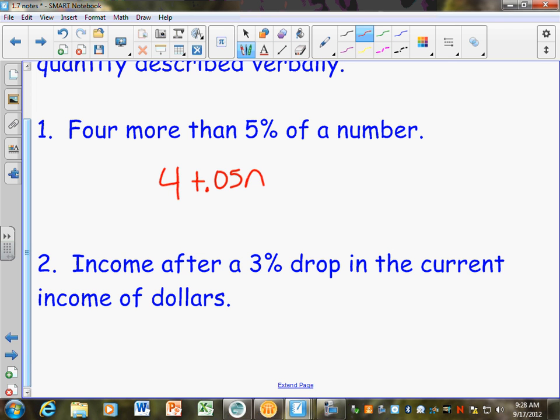Alright, so write an expression again. I'm not looking for an answer. I'm not even looking for an equation because they're not telling me what this equals. I just want an expression for the income after a 3% drop in the current income of dollars. There's a couple ways you could do this. A little bit different variations of this.